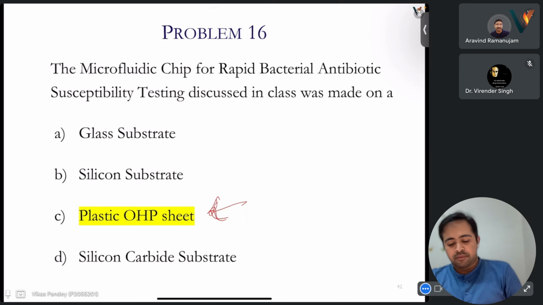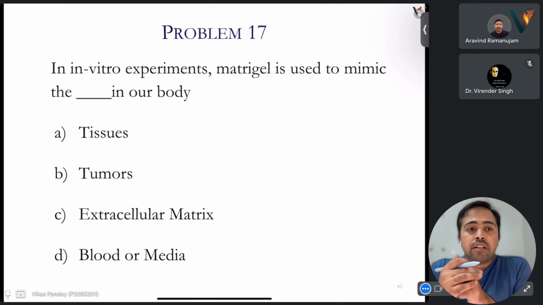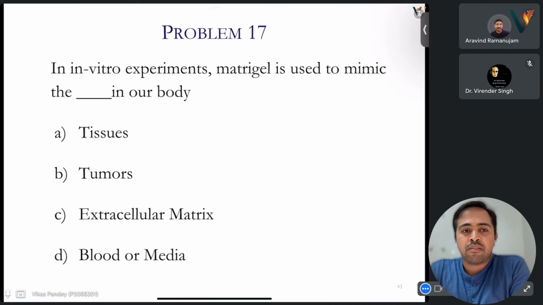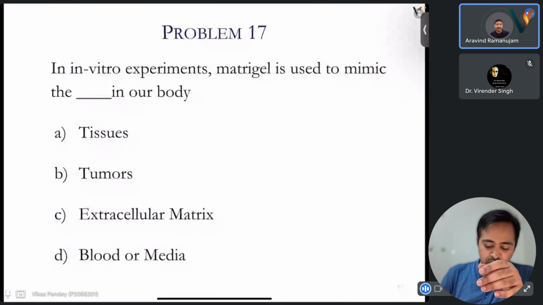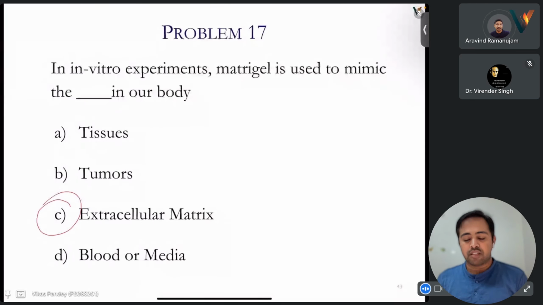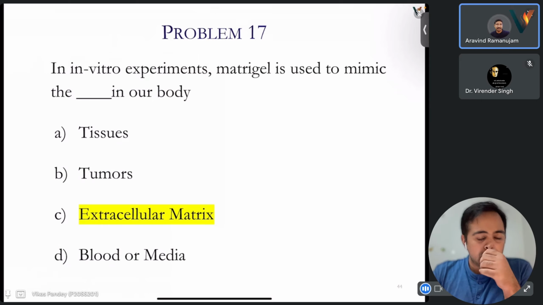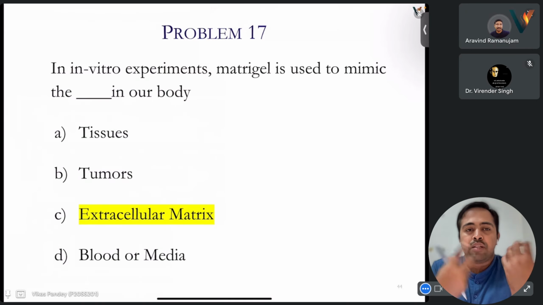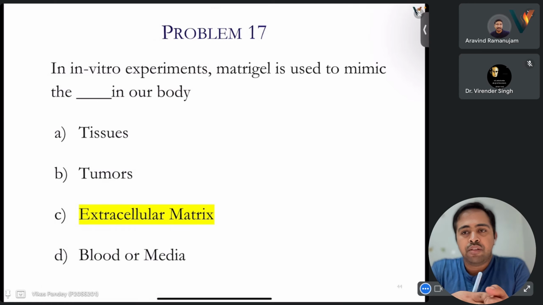Okay, so in vitro experiments, the material is used to mimic what in our body system: tissue, tumors, extracellular matrix, blood or media? Extracellular matrix, that is in fact the fluid available around the cells. So that we can have a similar feel as if these cells or tissue were inside the body itself. Fine.